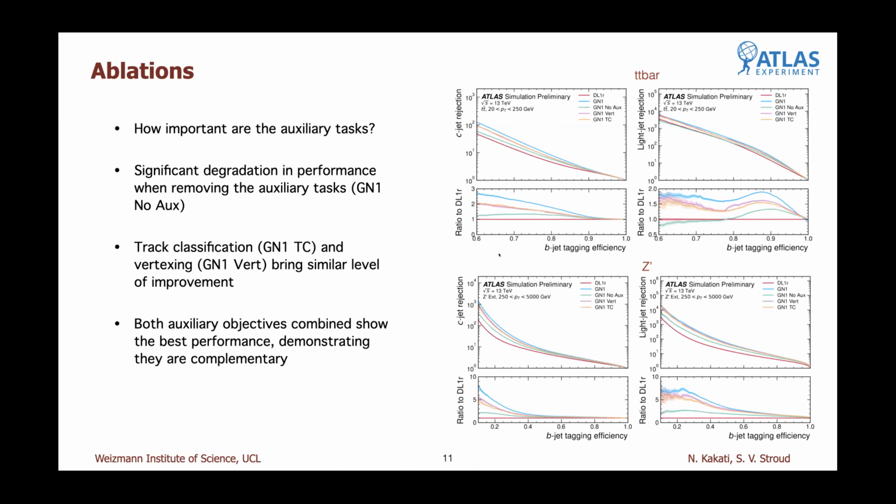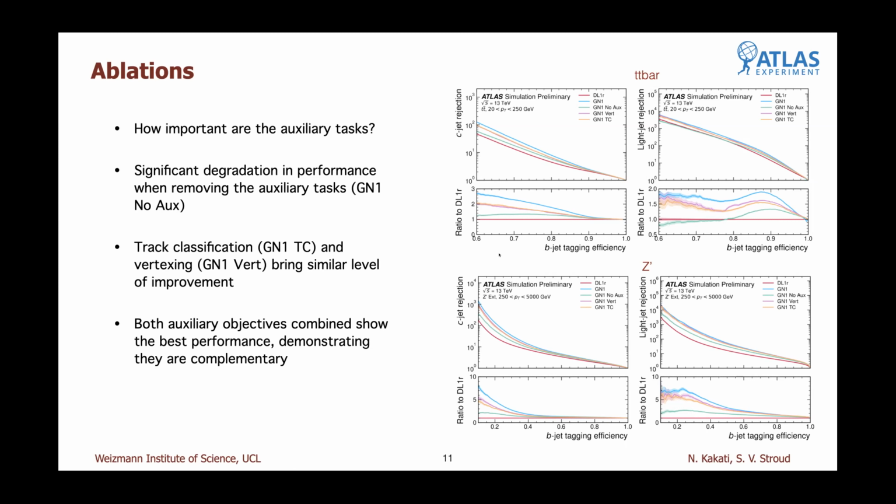Okay, so next, coming to some ablation studies. Ablation is essentially you take your network, you remove a component, and you see what happens to the performance. This was very interesting for us because we wanted to see how the auxiliary task performs, and how it is helping us in this case. So that's why you have more curves on the plot this time. You have the DL1R, you have the GN1.